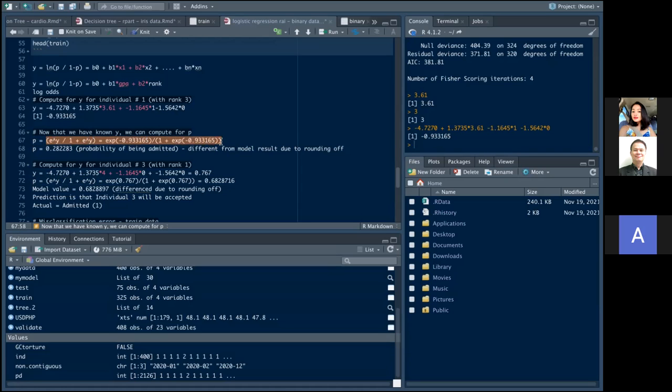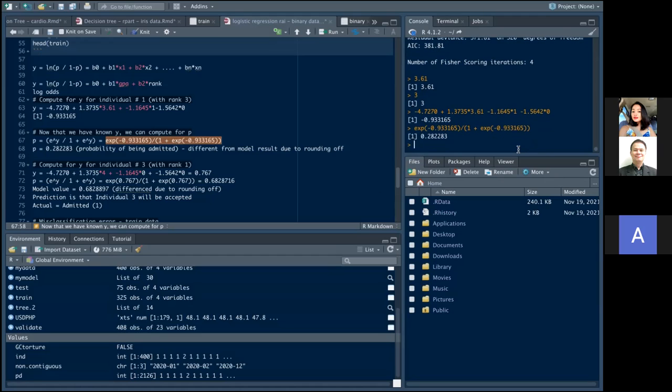I'm sorry, just the exp. Don't include the e to the y. Okay, just that. Copy it in the console and then run it. Enter. Okay, 0.2822.